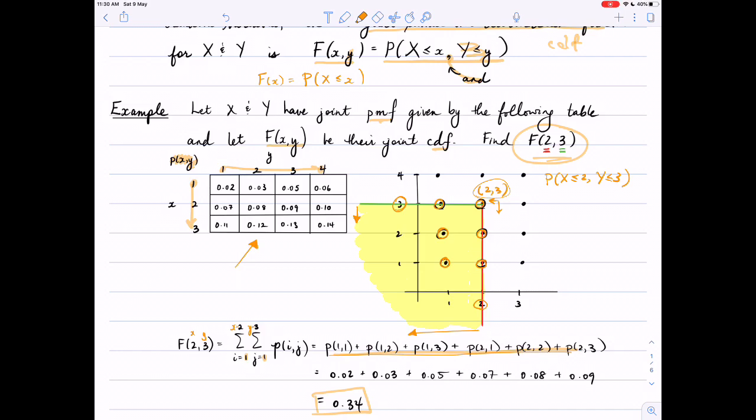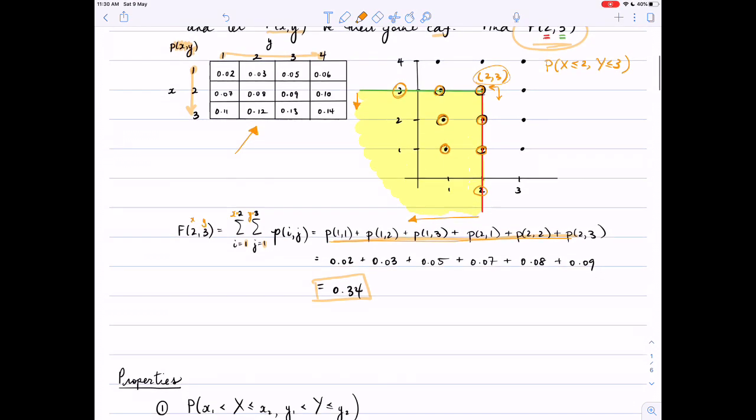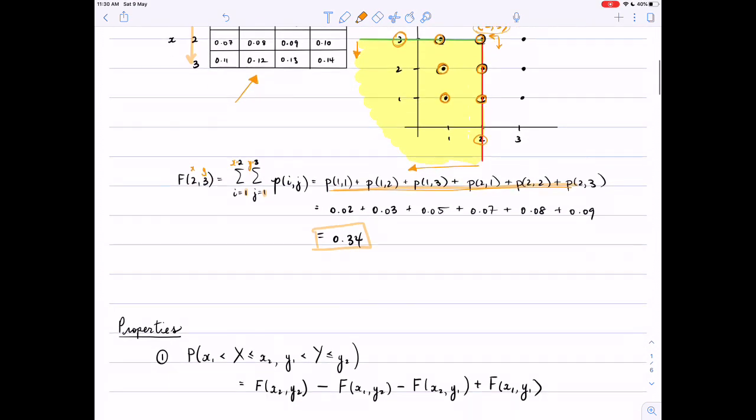is going to be useful. So here, let us look at the properties of the joint CDF. The first is this. If we have x1 less than X less than or equal to x2 and y1 less than Y less than or equal to y2, that can be calculated using this formula, which you look at and you might think, well, that's a little bizarre.